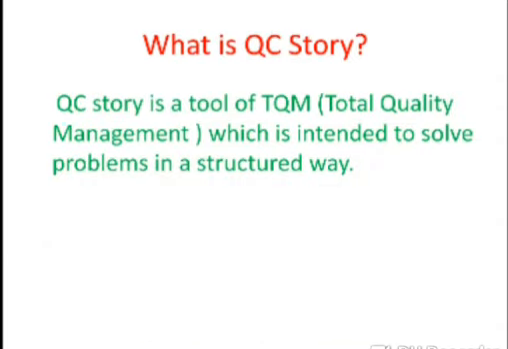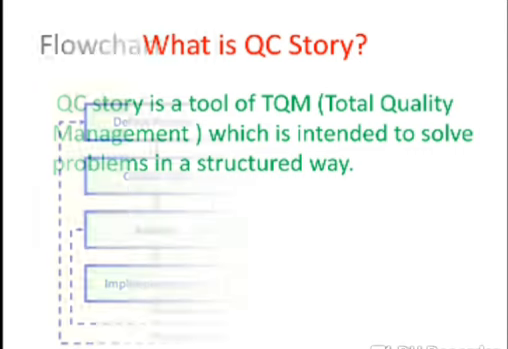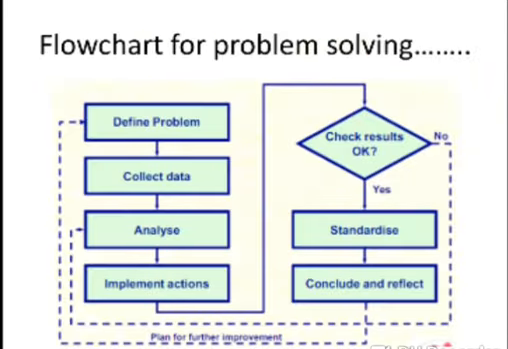What is QC story? QC story is a tool of TQM, Total Quality Management, which is intended to solve problems in a structured way. Here we can see the flow chart for problem solving. Here we can see that there are 4 steps to reach action and the steps are reversed if the condition is not satisfied.